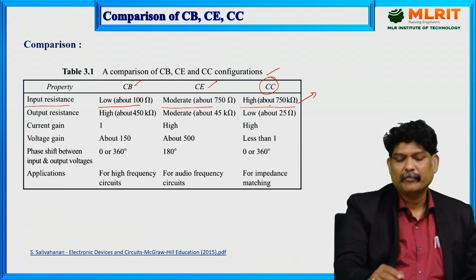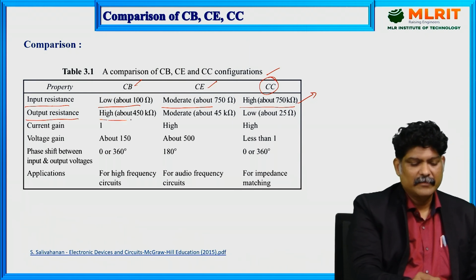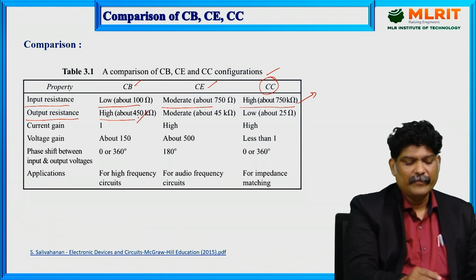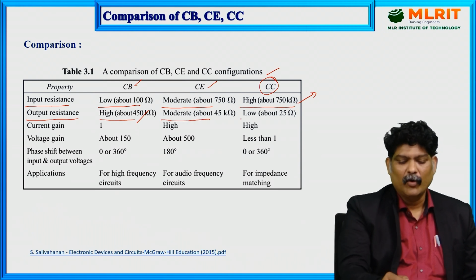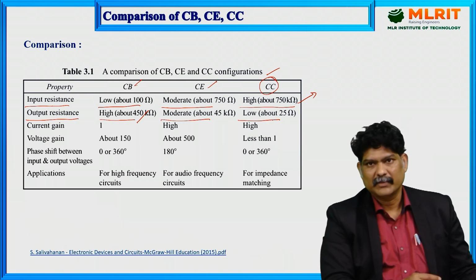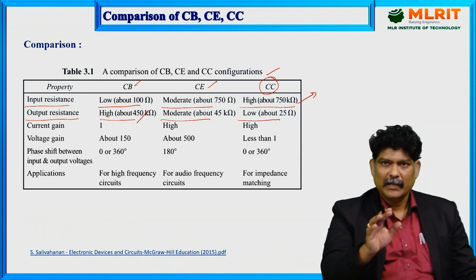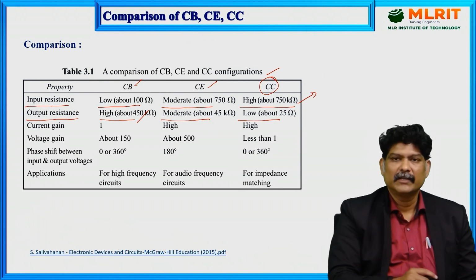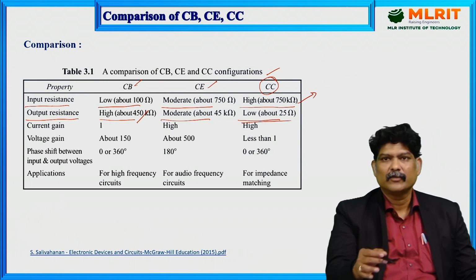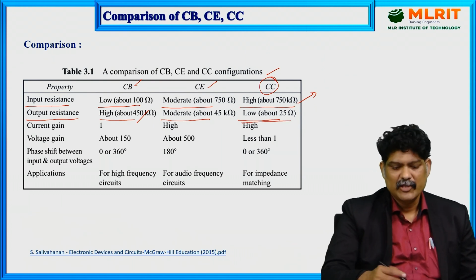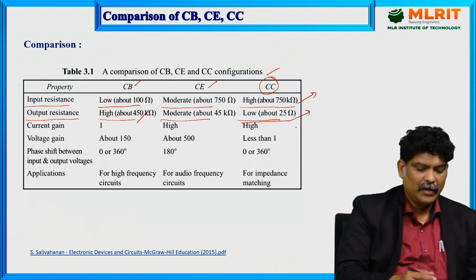High input impedance. Similarly, output resistance is about 450 kilo ohms for common base, moderate for CE, and low, about 25 ohms, for CC. So what does high input impedance mean? High input impedance means less current flows through the circuit. Low output resistance means more current will flow, and it can drive a large number of devices.